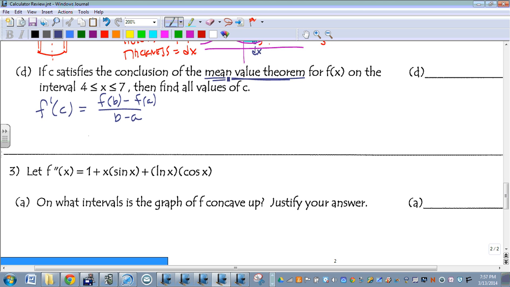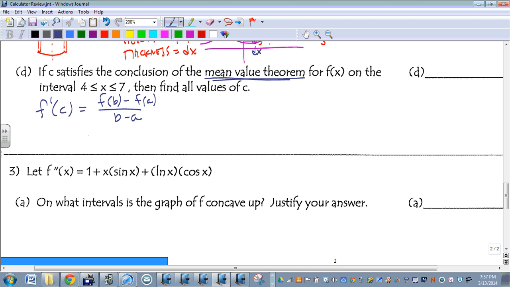So basically, we're looking at when the derivative is equal to the average rate of change, or the average slope. We're finding the slope between the endpoints. That is our average rate of change. We want to find out any points where the derivative equals that. So C has to be some number in between 4 and 7.